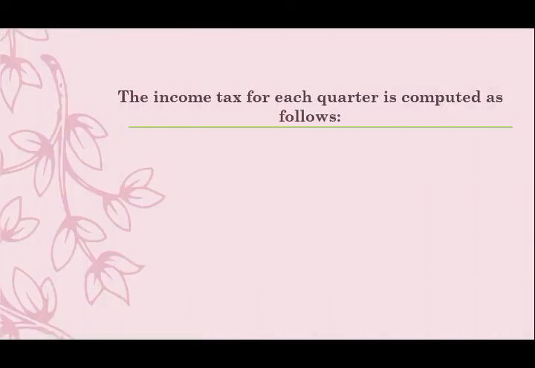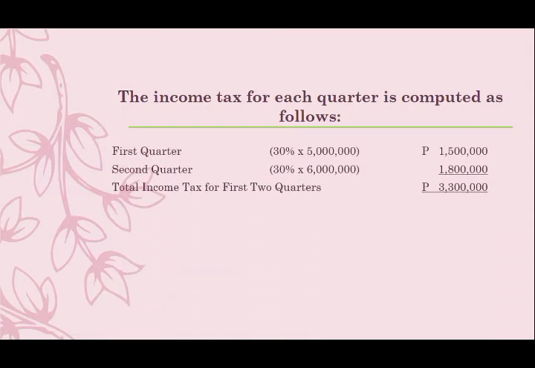So, the income tax for each quarter is computed as follows. First quarter, 30% times 5 million equals 1.5 million. Second quarter, 30% times 6 million equals 1.8 million. So we use 30% for both the first quarter and second quarter because it is the tax rate applicable to the first 2 quarters. Total income tax for the first 2 quarters is 3.3 million.